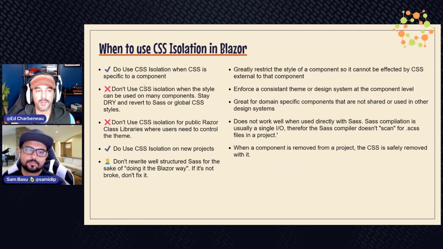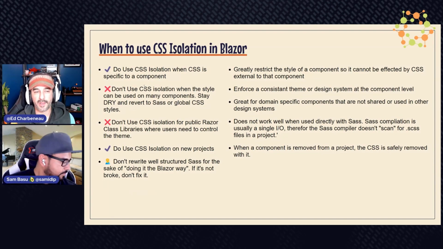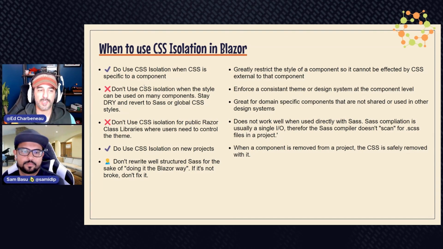If you're considering when you should use this, you do want to use CSS isolation when it's specific to the component. You don't want to use it if the CSS applies to many components. You want to stay within Sass or something like a global style sheet and try to be as DRY as possible, or Do not Repeat Yourself. If you find yourself repeating CSS code in those isolated files over and over again, it probably didn't belong in a component. So if you're repeating yourself many times, pull that out and stick it in the global CSS.